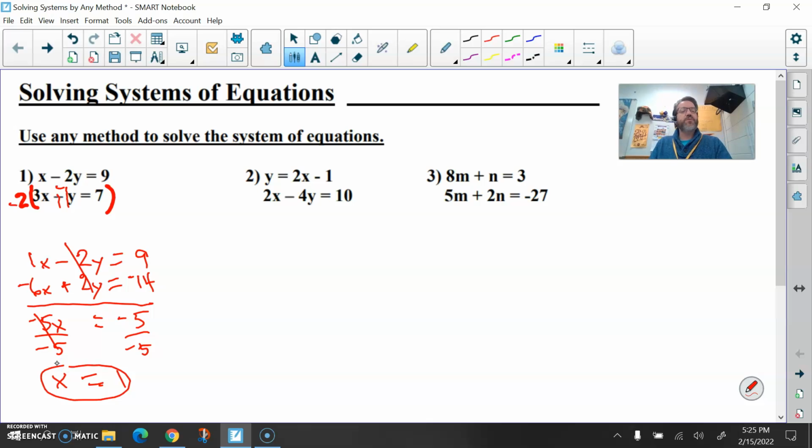Once we know what x equals, we can substitute that back into either one of these original equations and solve for y. I'm going to use the top equation here. I think it's a little bit nicer than the bottom one. We have x minus 2y equals 9.